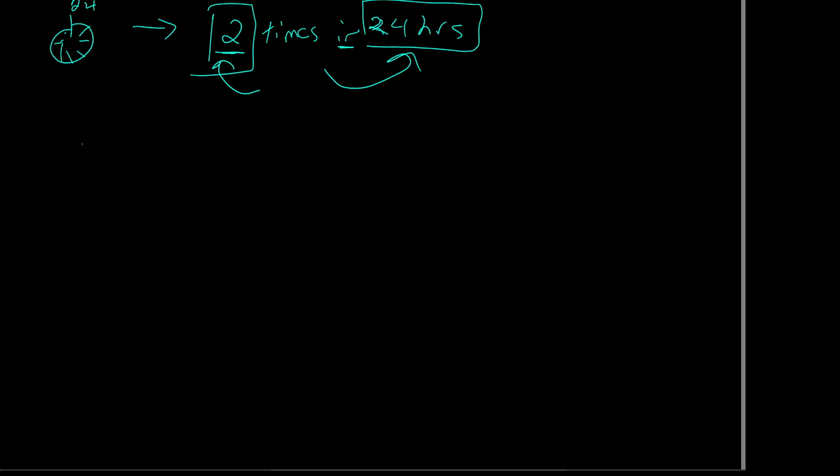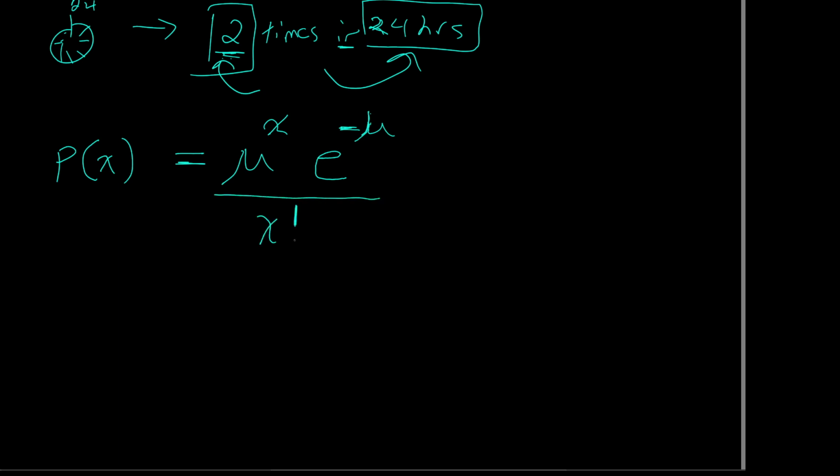There is a language for discussing these things. So the probability that a certain number of things will happen, given that the average is this, is the average to the power of the number of things I want. And then I'm going to take a special number, it's like pi, but it's called e, to the power of the negative average, the mean, divided by the factorial of the number of times you're looking for.